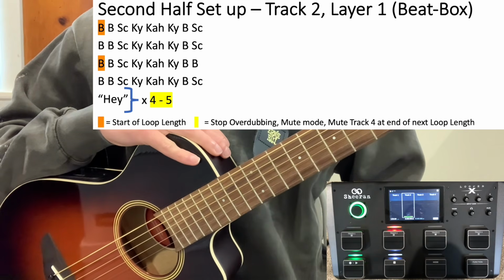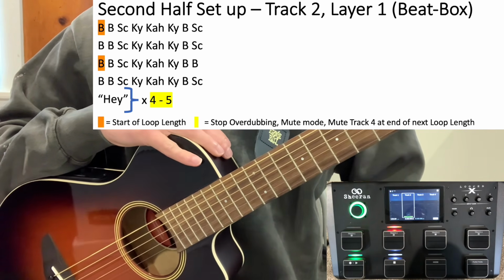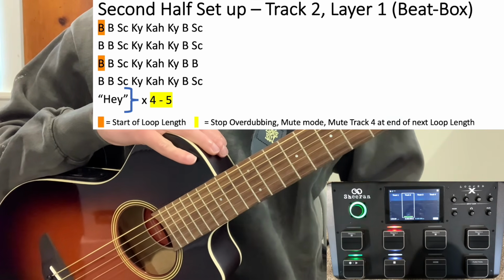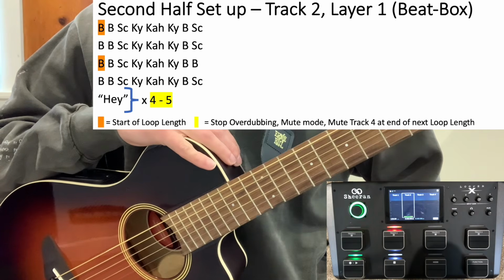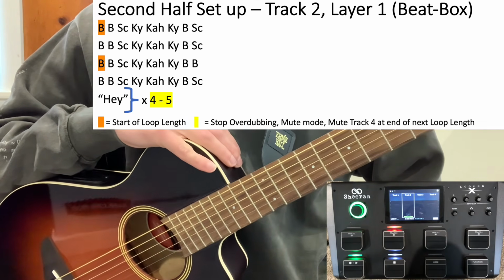Now, if you need a rehash on the sounds that you should be making based on the letters that I have shown up on the screen, refer back to the layer 1 of the track 2 section during the initial setup of this song in this tutorial. So with that out of the way, the first 2 lines I have shown here are actually the exact same thing, and they would sound like this.